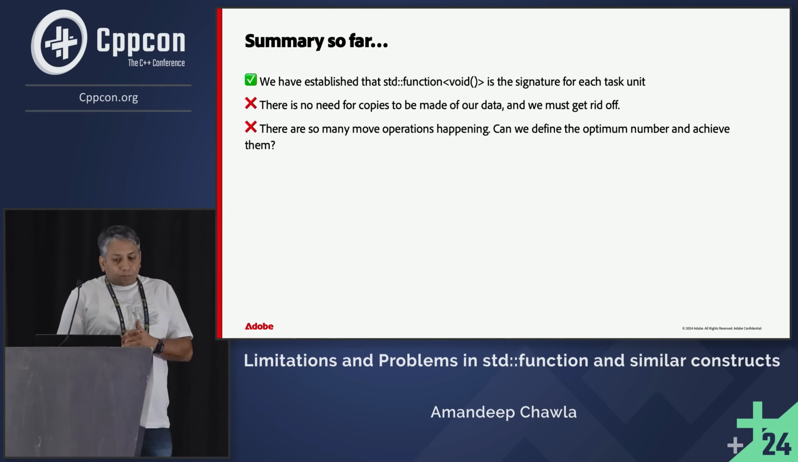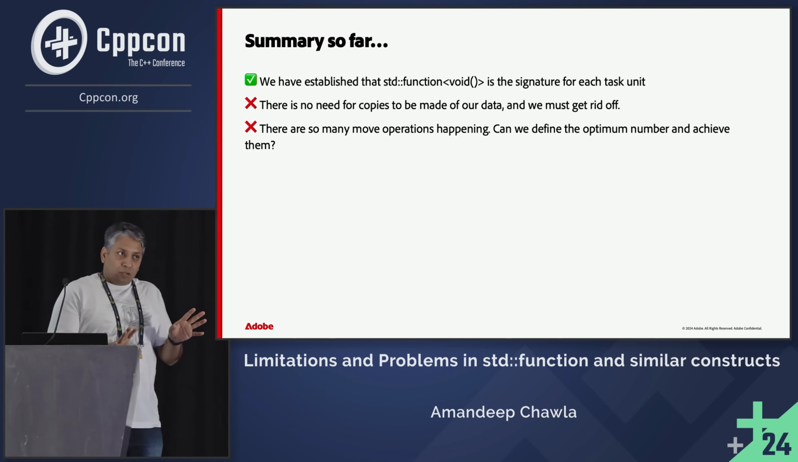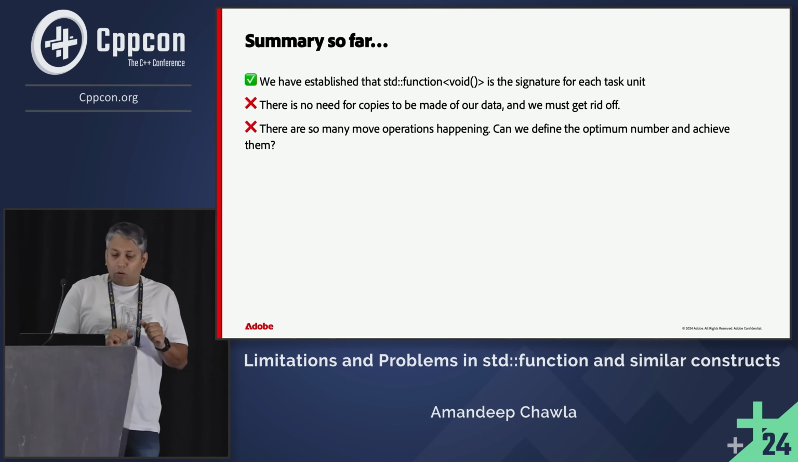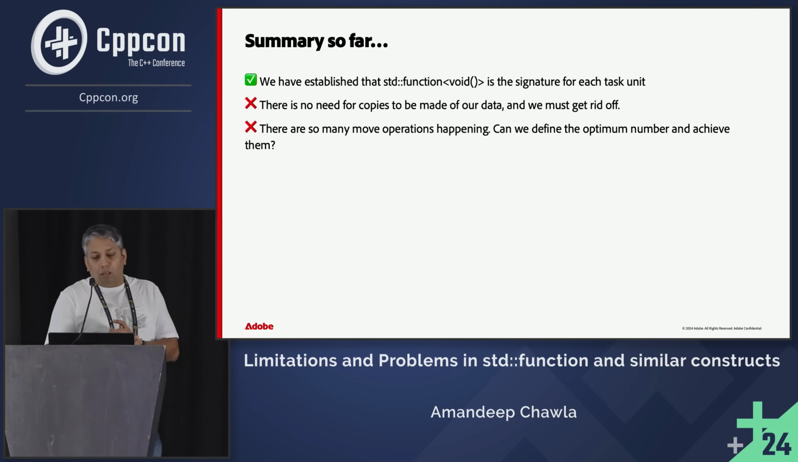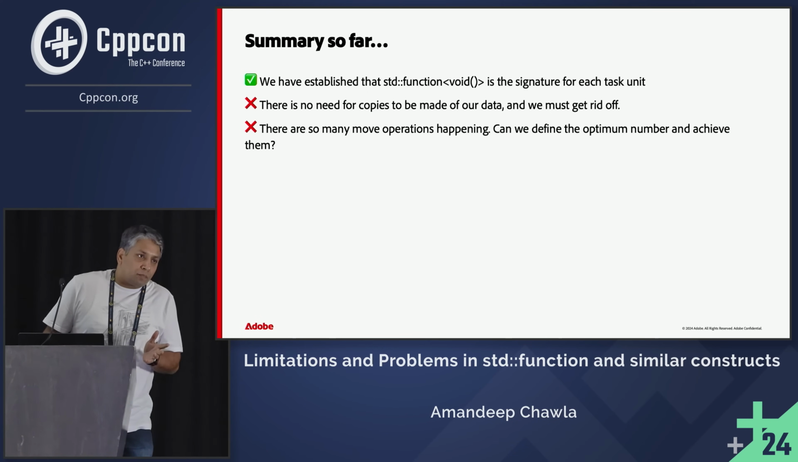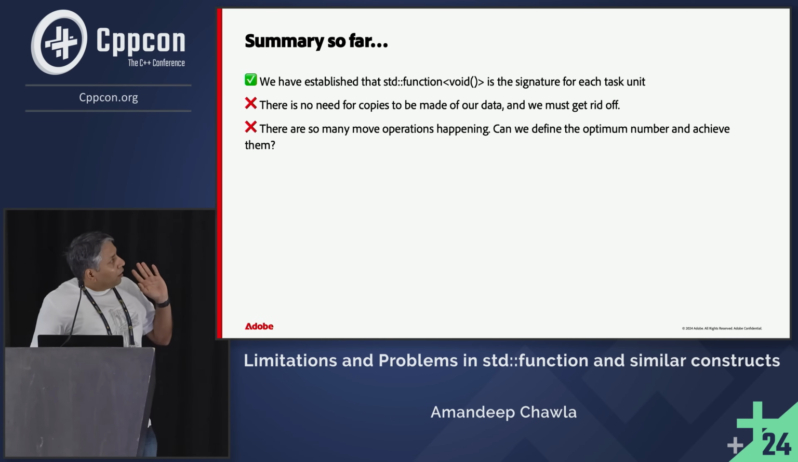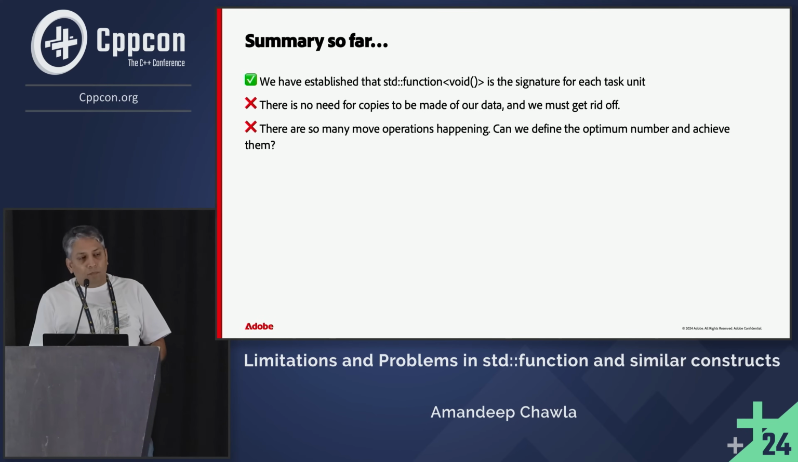So now, summary so far. We have established that the standard function is the signature for each task unit, because there is nothing else we can use as of now. But there is no need for copies to be made of our data, and we must get rid of them. That's our goal. We don't want these copies happening. And there are so many move operations happening. Can we define the optimum number of moves which should happen, and can we achieve them? So this is what we have till now, the answers we have, the questions we have, what we want to achieve. Any questions on this?